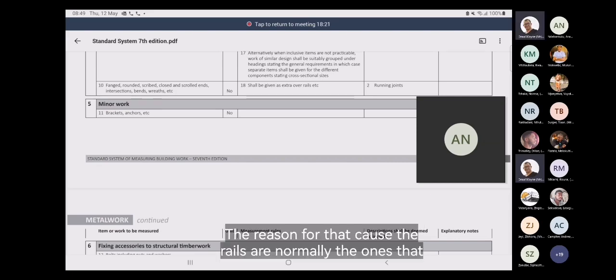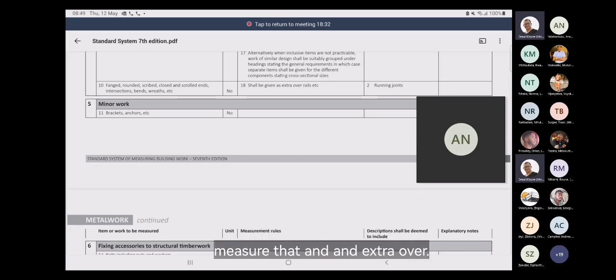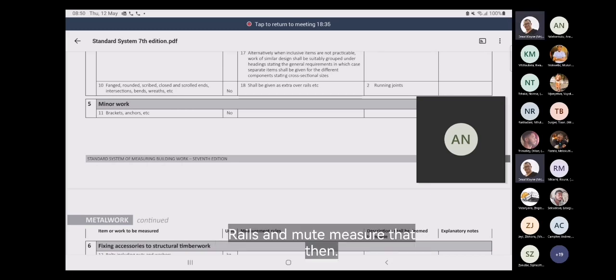The reason for that is that the rails are normally the ones that would bend, that would have their scrolled ends and the intersections. So we will measure that under extra over rails, and you would measure that then.